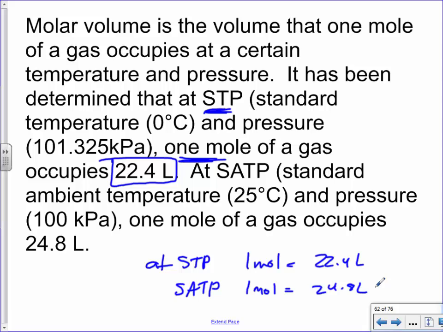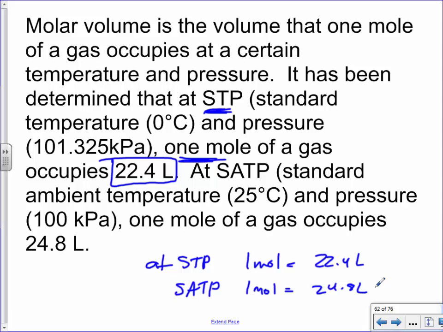Can anyone suggest a reason why SATP is going to require a little bit more volume than STP? Why was SATP developed? Why didn't we just stick with STP? It's too cold, yeah. We used SATP because it was warmer. Well, what happened to gases when you warm them up? They expand, and they take up more space.